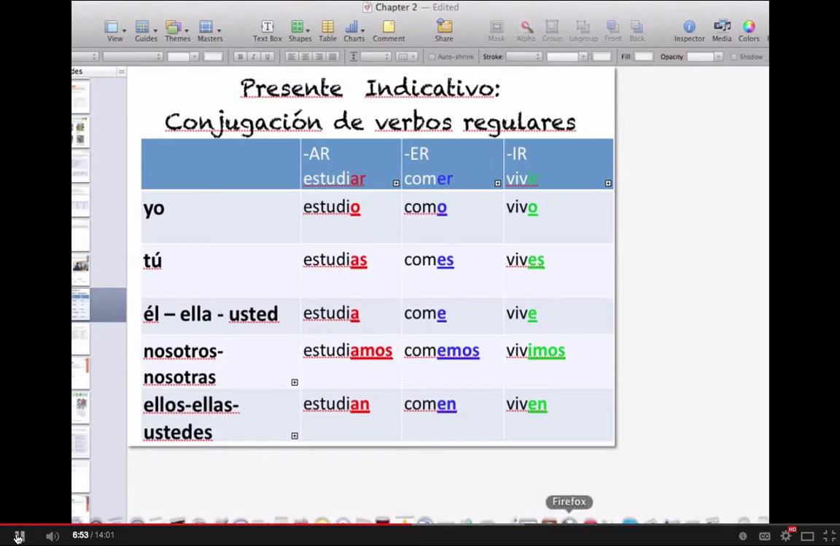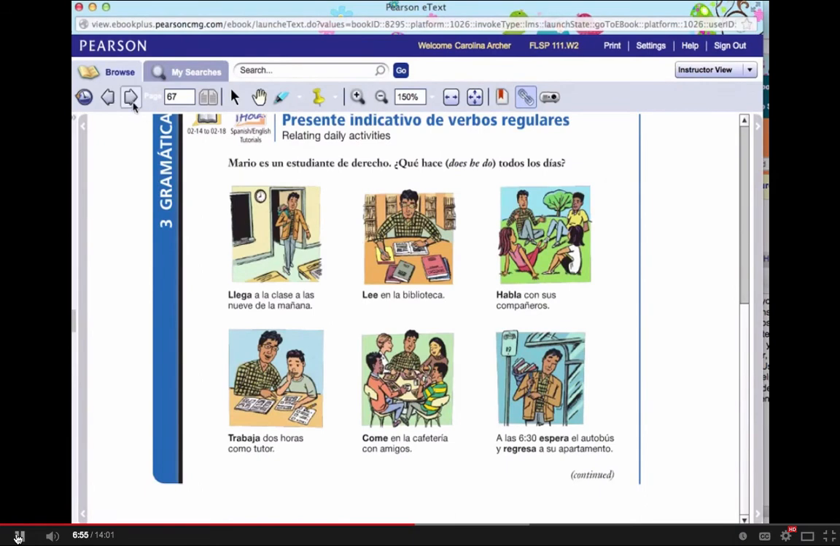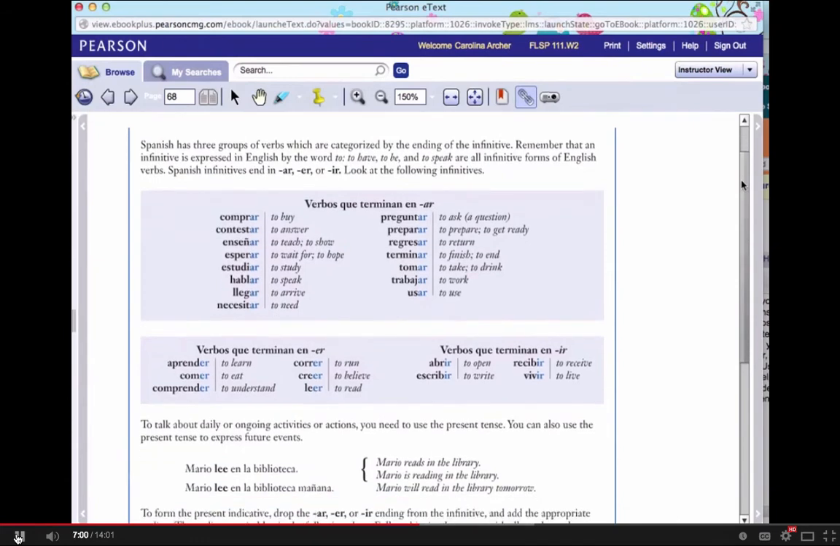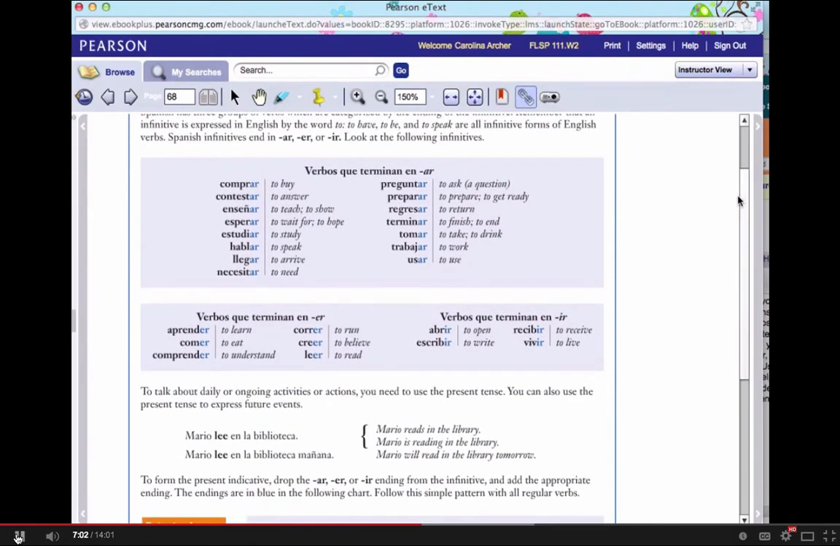Okay, so let me go back to the book. Okay, vamos a la página 68 first. And here's an explanation of what I just told you. And here are some more verbs in -ar. Verbos que terminan en -ar, just like the ones we saw in that presentation. Comprar, contestar, enseñar, esperar, estudiar, hablar, llegar, necesitar, preguntar, preparar, regresar, terminar, tomar, trabajar, usar.